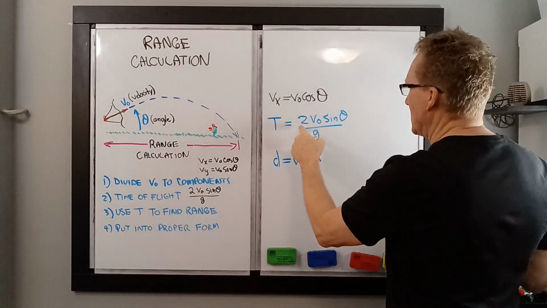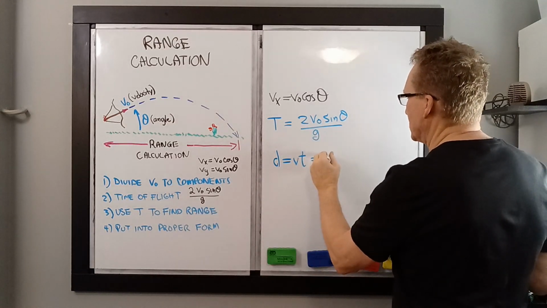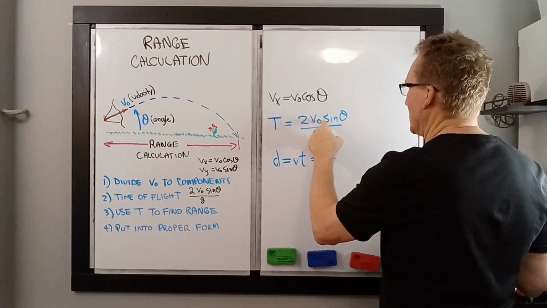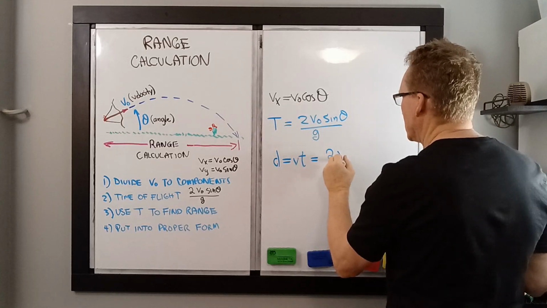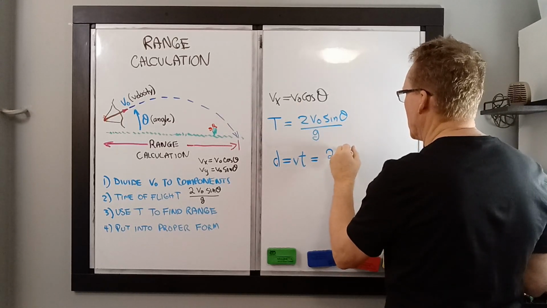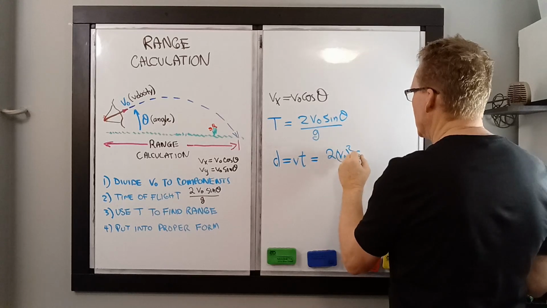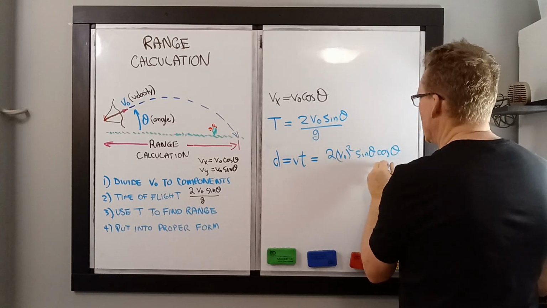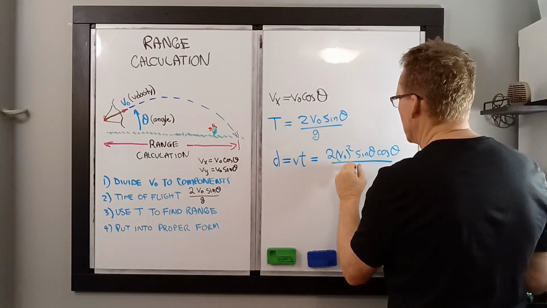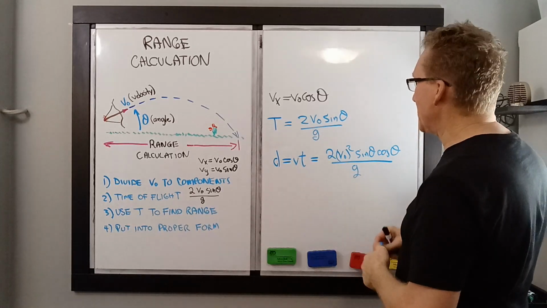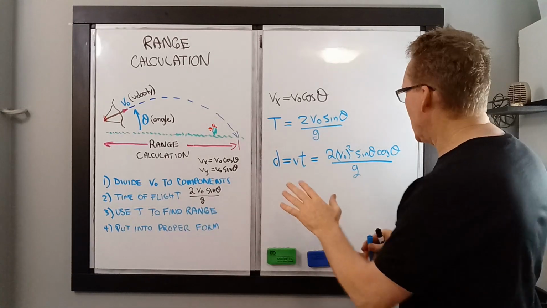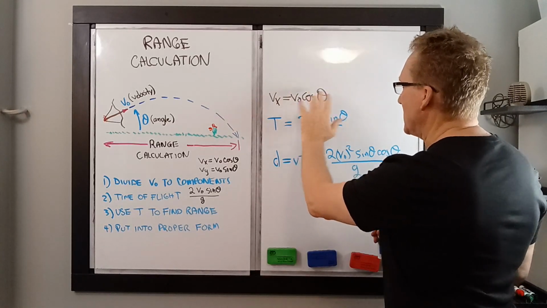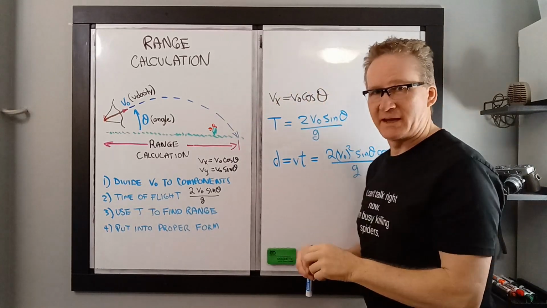Notice what we have here. We're going to put them all together. We have a 2 in the front, and we have a v0 and a v0, so that's v0 squared, and we have a sine theta and a cos theta, all divided by g. That's a really nice equation. We're practically done here. I'm going to rewrite this one right up here so that it's nice and clear as we do one more modification on it.